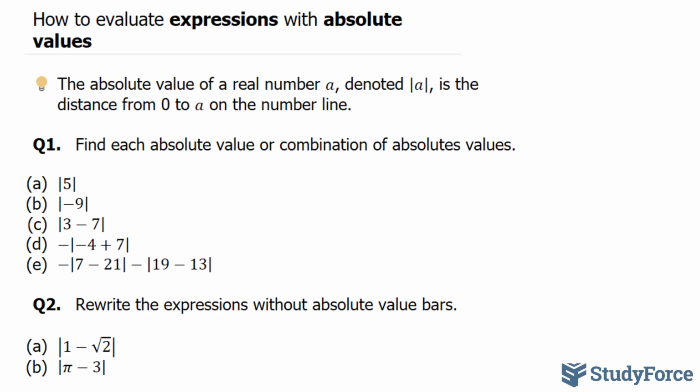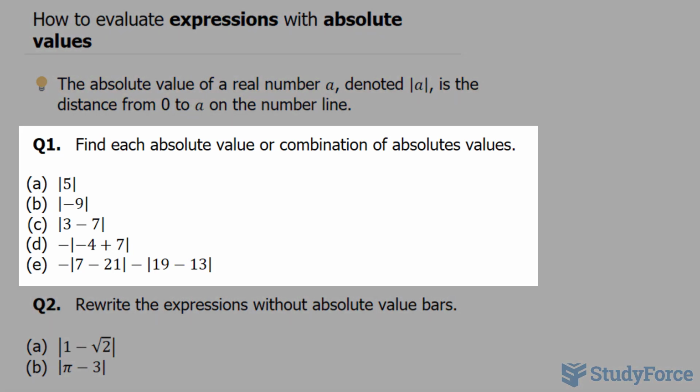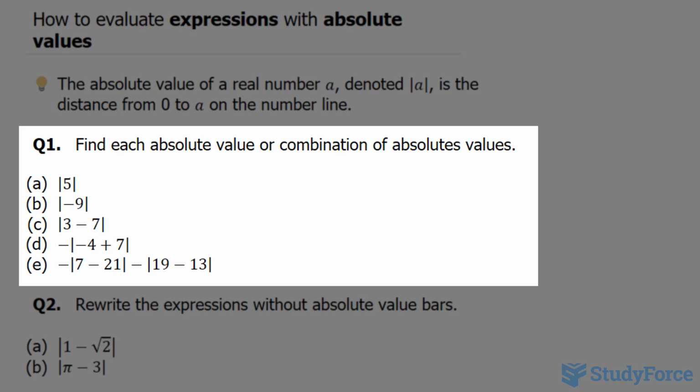In this lesson, I'll show you how to evaluate expressions with absolute values. The absolute value of a real number, let's say a, denoted as these two bars with the a in the middle, is the distance from 0 to that number a on the number line. With that being said, question number 1 reads, find each absolute value or combination of absolute values.